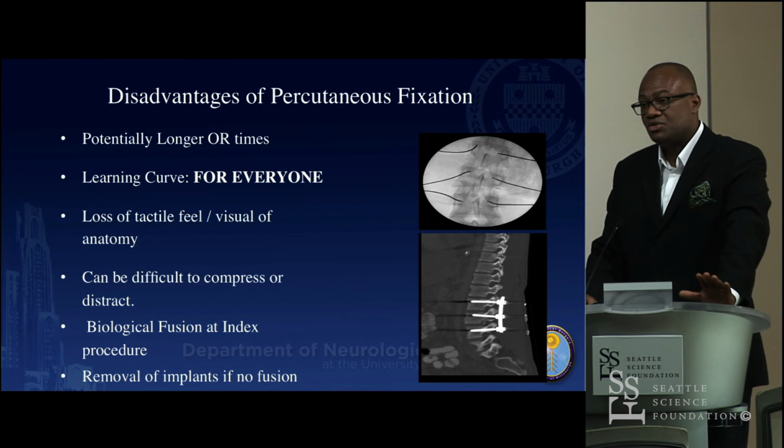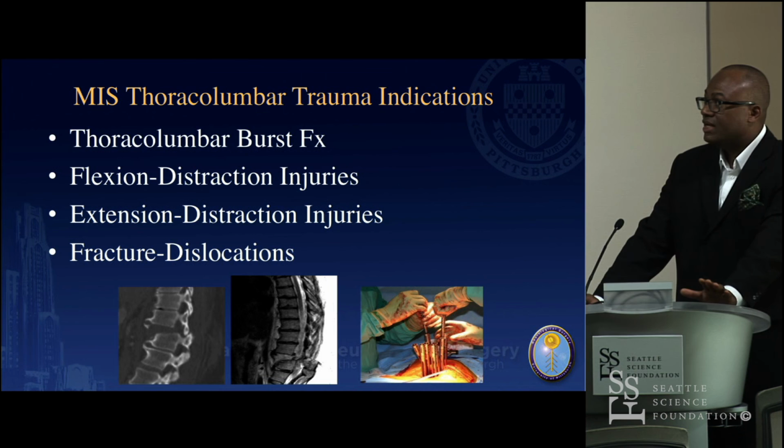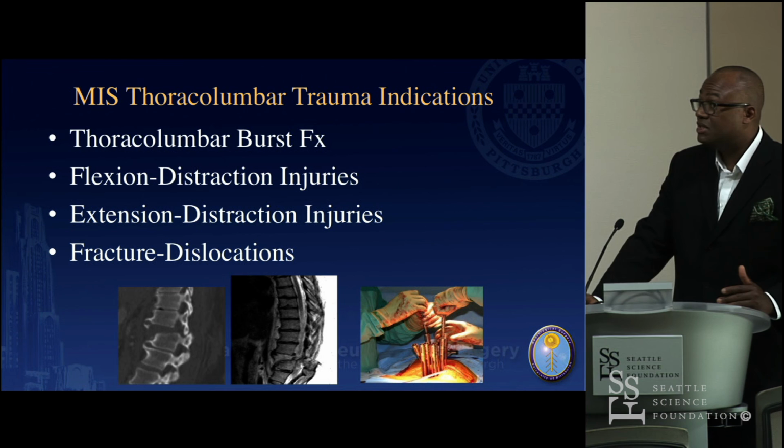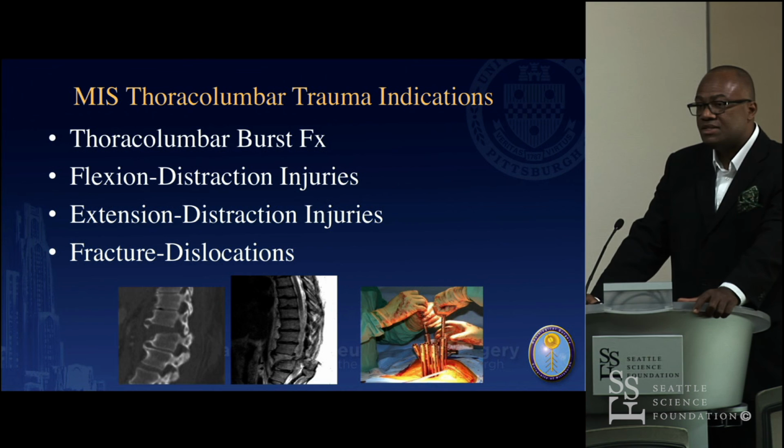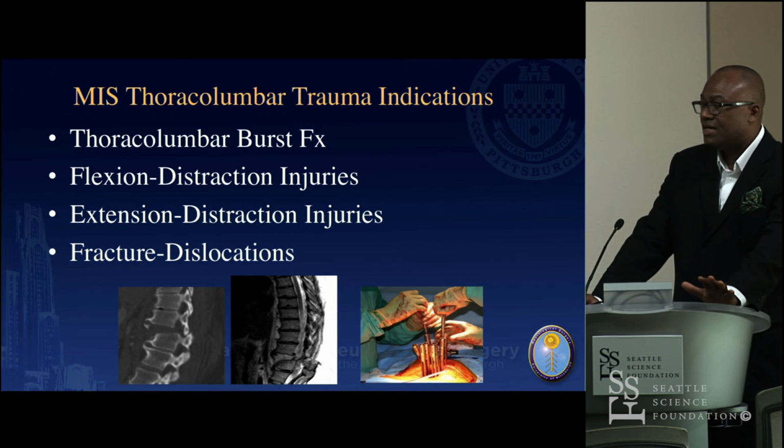Literally, you can use MIS now for thoracolumbar burst fractures, flexion distraction injuries, extension distraction injuries, fracture dislocations. You can be doing corpectomies through MIS. So it's getting bigger and bigger. When minimally invasive spine started, we always thought it was going to be a fad. It's now over 15 years, and a lot of the expectations that we had have been exceeded, and it just keeps getting better and better, and the evidence is out there, okay? So be interested in that.